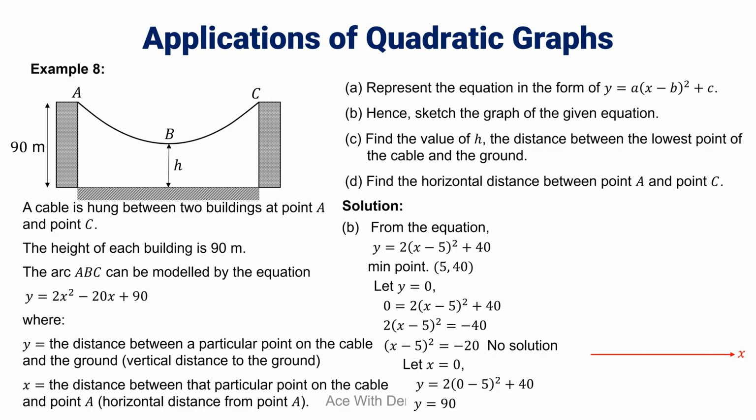So this is the x-axis. It will be a smiley face because the coefficient of x squared is positive. And it is above the x-axis because there is no solution. Then I can draw the y-axis. And this is the minimum point, (5, 40). The y-intercept is (0, 90). And let's label the graph, y equals 2(x minus 5)² plus 40.